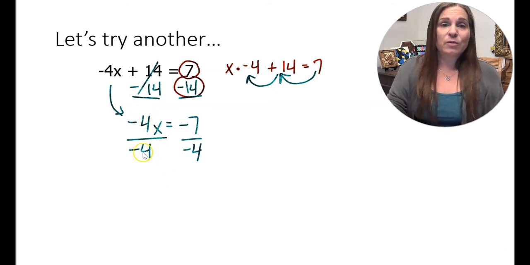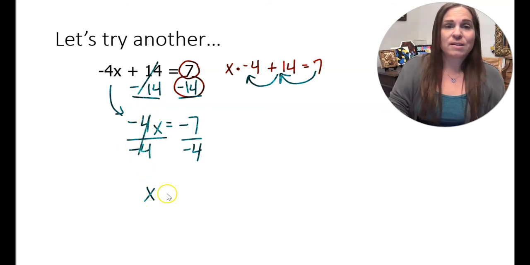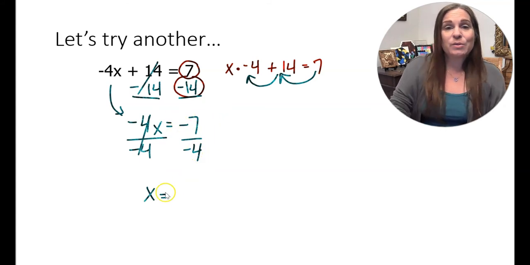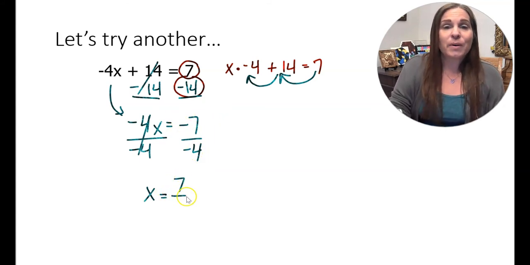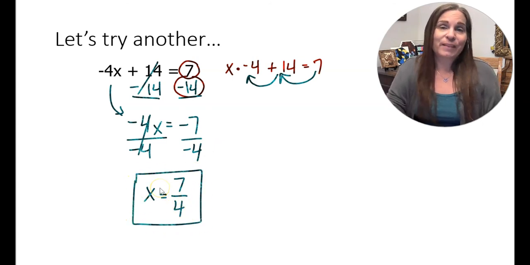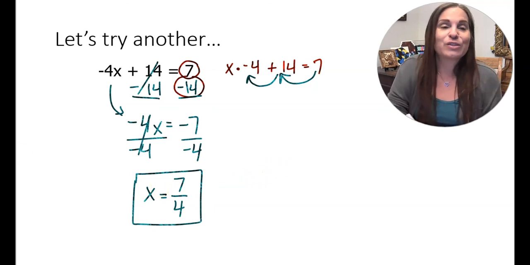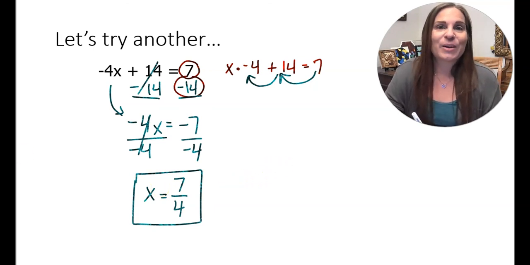So -4 divided by -4, that equals 1, and I just get x. And then a negative divided by a negative equals a positive. And I'm going to leave it like that. Again, could be a mixed number, could be a decimal, but I'm going to leave it in simplest fraction form. Let's try one more.